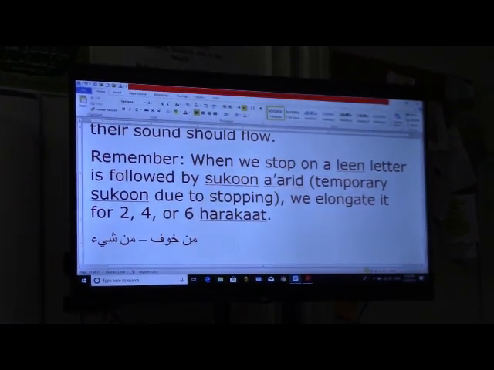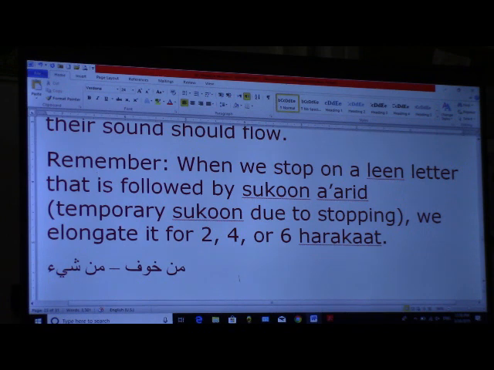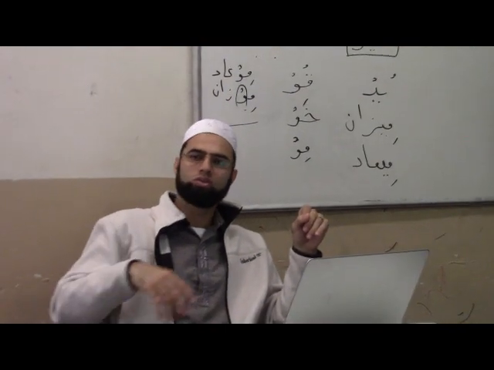Is this clear? So this is the note on the screen. When we stop on a lean letter that is followed by sukoon arid, which means a temporary sukoon due to waqf, we elongate it for 2, 4, or 6 harakat. Clear? So, 2 harakat. Min khawf. It's like saying qal, khawf. You don't say min khawf, cut short. No, you have to prolong it. Min khawf, qul, khawf. Or 4 harakat, min khawf. Or 6, min khawf.